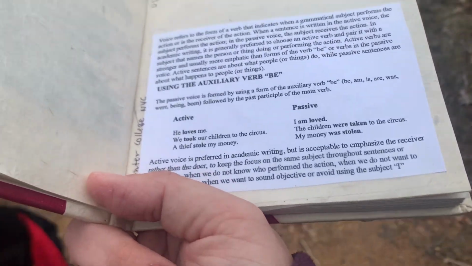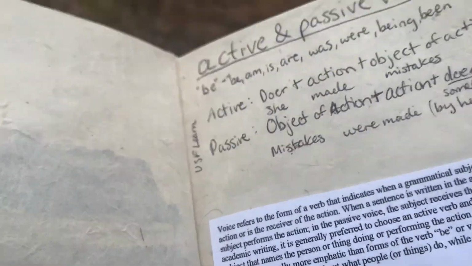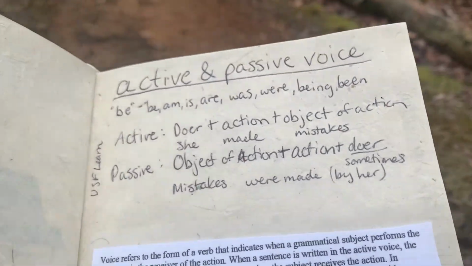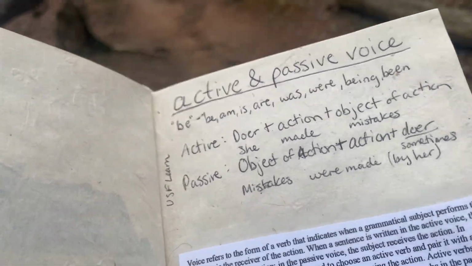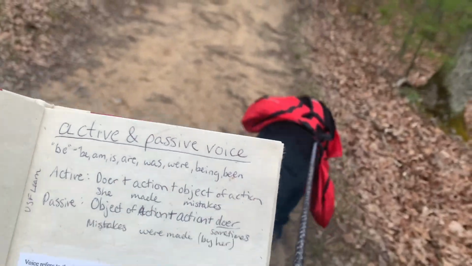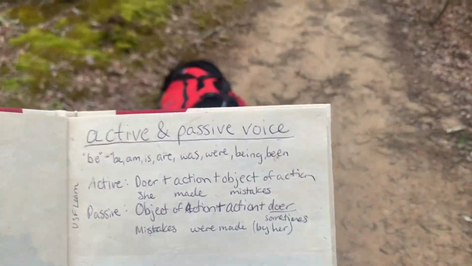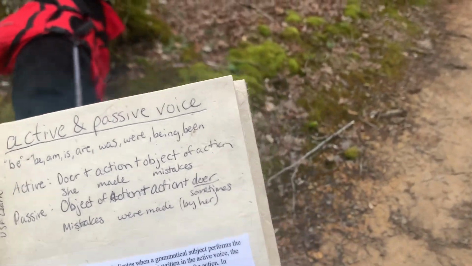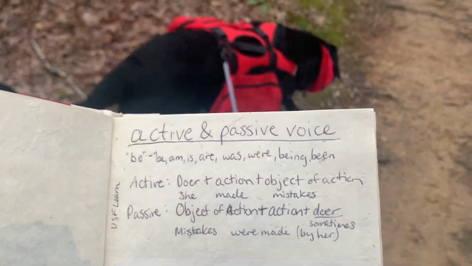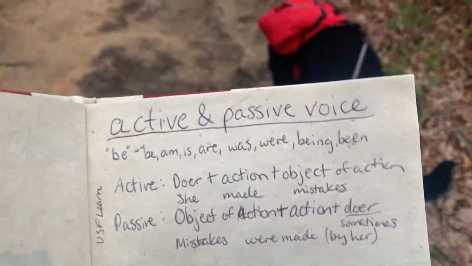So in all of these examples, the subject or doer, the one doing the action, comes first. And then we have the object of the action, and then the action being taken. This is a handwritten part that breaks it down in another way. So for an active sentence, the formula is the doer or the subject, the action or the verb, and then the object of the action at the end.